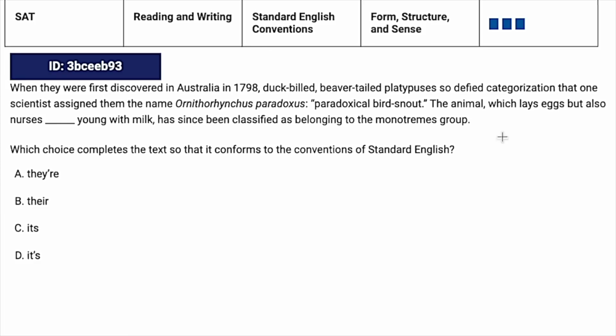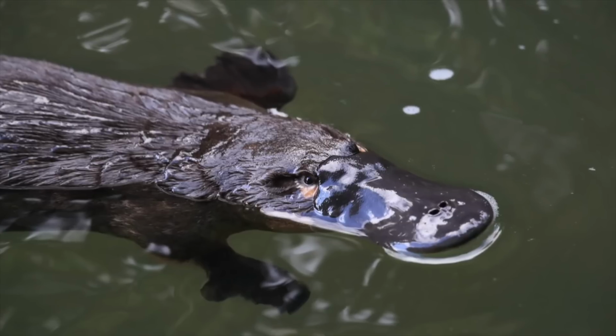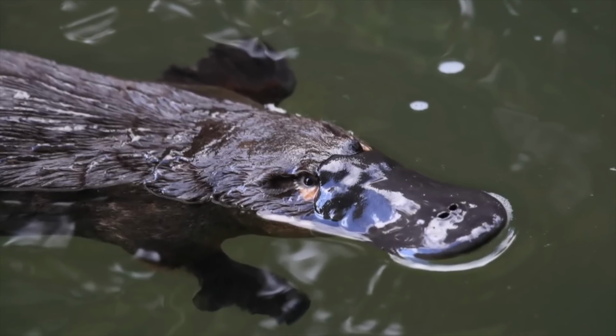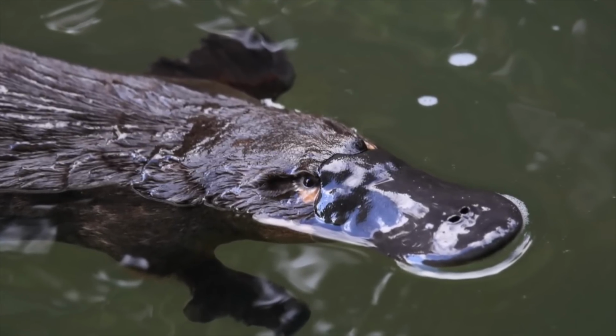And I'll start from the beginning here just to get context. When they were first discovered in Australia in 1798, duck-billed, beaver-tailed platypuses so defied categorization that one scientist assigned them the name OP. Whenever you've got these scientific words that are way too long, just call them by their initials. Paradoxical bird snout. That's hilarious. But yeah, platypuses are pretty weird looking, huh?